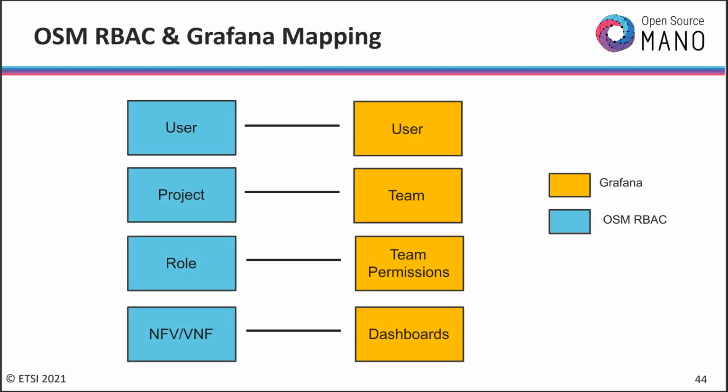Okay, so how has this mapping been done? The OSM RBAC has four different kinds of entities: the user, which you can see in blue here, the project, the role, and the network services and VNFs. Now the same kinds of entities are in Grafana, but sometimes the names are a bit different. For example, the user has a corresponding user, the project has a team, which you can see in yellow here, the role has a team permission, and the network services will have dashboards.